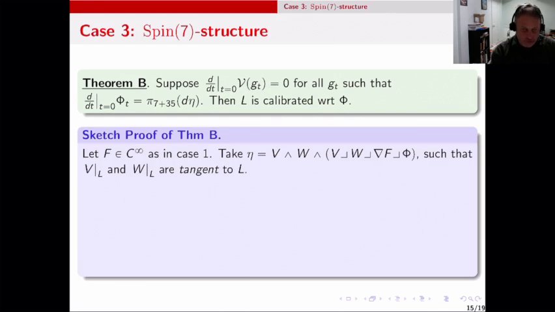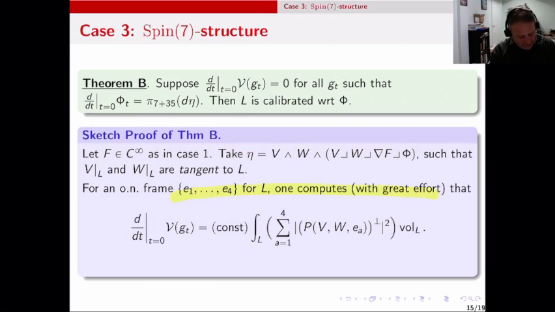So this is the sketch proof. Again, this is similar to the G2 case. If you take F as before and take eta to be as follows, then you compute with respect to an orthonormal frame, after a lot of hard work, you get that the time derivative at time 0, again, is some non-zero constant, which I think is minus a quarter or minus a half, doesn't matter, times this. And again, the integrand is non-negative. It's a sum of squares of norms of vectors, and therefore this has to be 0.